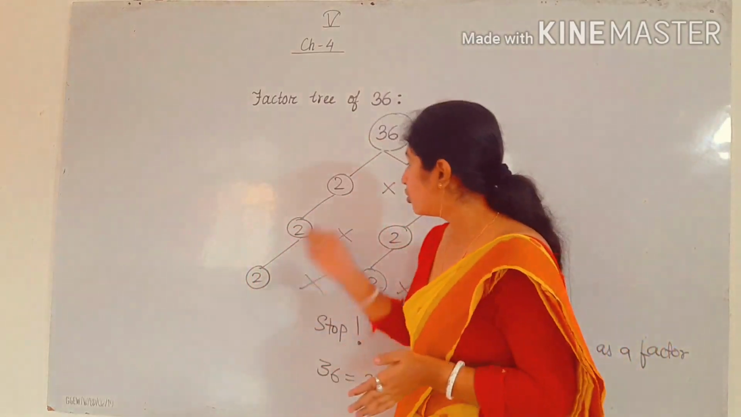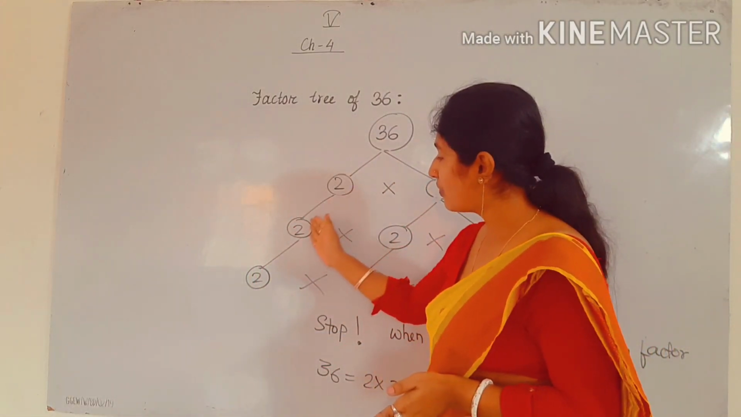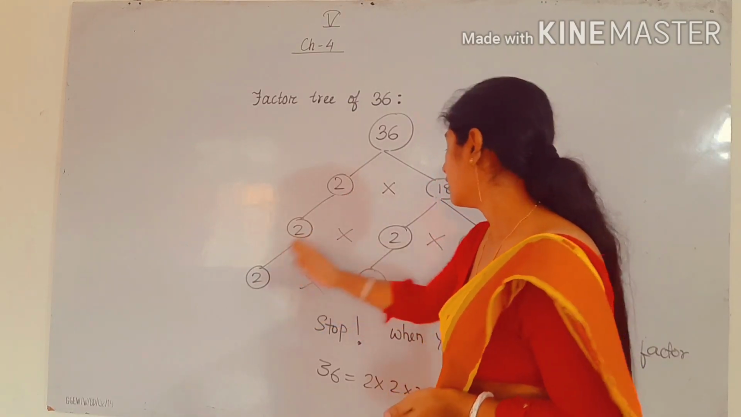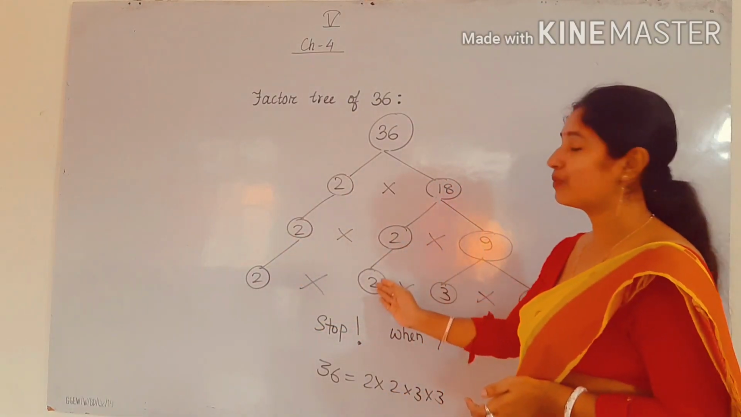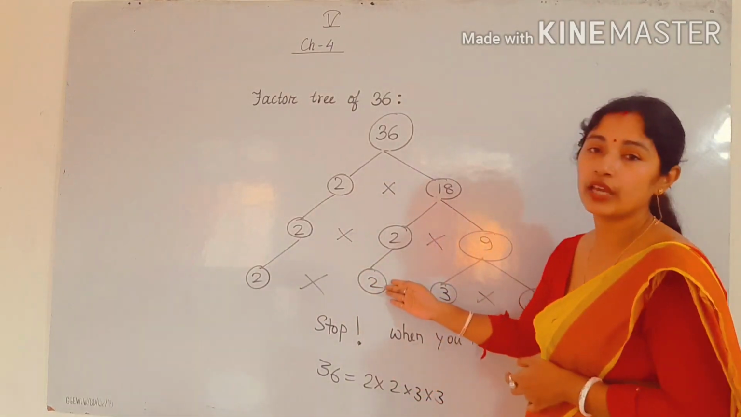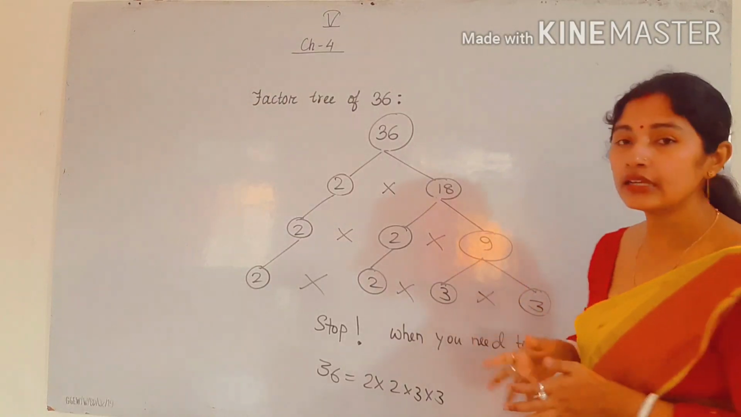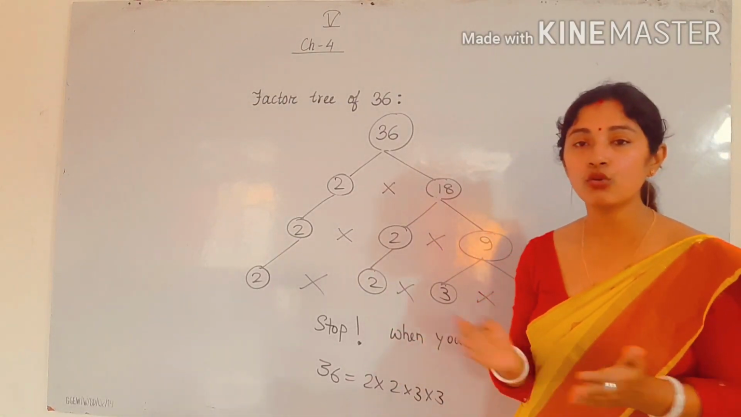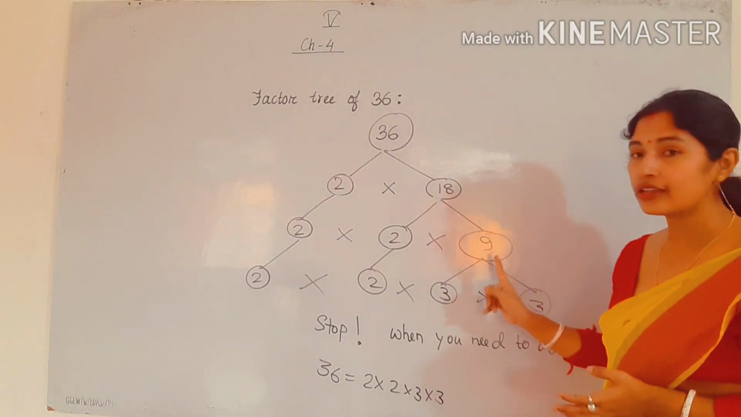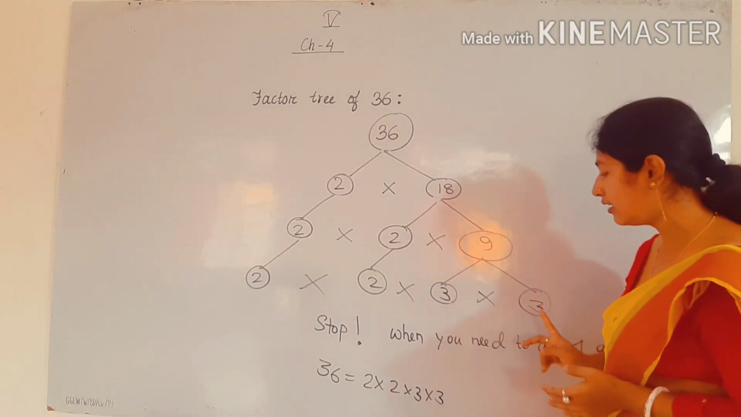So here 2 cannot be factorized, so we have to write it like that only. Similarly here 2 cannot be factorized, means we cannot break it, so we have to write 2 again. But here 9, we can break 9 into 2 parts, that is 3 into 3. That's why I have written here. So 9 can be factorized into 3 and 3.